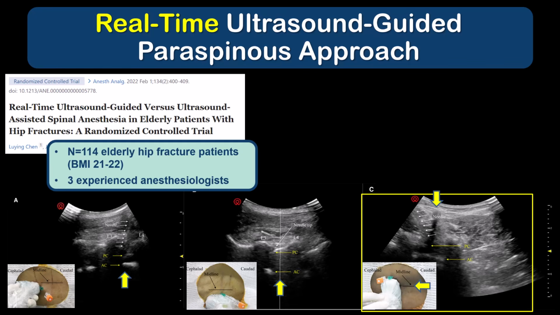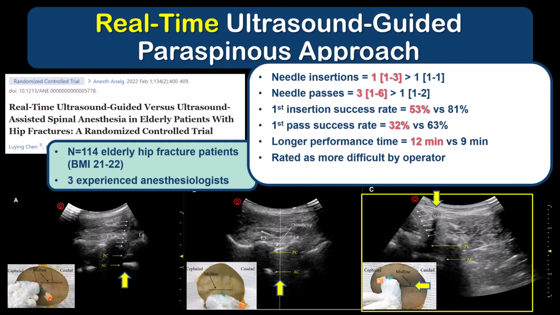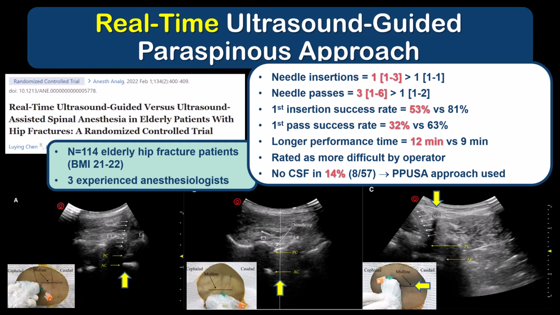However, what they observed was that the real-time ultrasound-guided approach was significantly more difficult than the ultrasound-assisted approach. More needle insertion attempts and passes were needed, and the first skin insertion and first pass success rates were significantly lower. It also took a longer time to complete the real-time ultrasound-guided spinal, and the anesthesiologist rated it as a harder technique to perform. Furthermore, in 8 out of 57 or 14% of the real-time ultrasound-guided patients, they were unable to obtain CSF backflow, and they had to cross over to the ultrasound-assisted approach, which was subsequently successful.